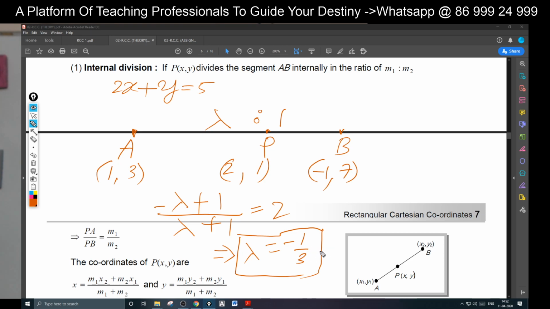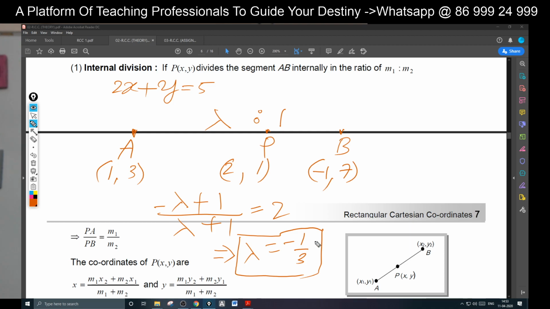So, what was I saying? If the ratio you got is negative, obviously this point P will not be lying in between A and B. So it lies definitely outside. Just for the sake of the figure, I have marked P in between A and B, casually. But it must lie outside AB. And the ratio is minus 1 by 3.